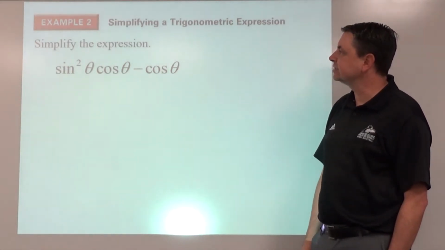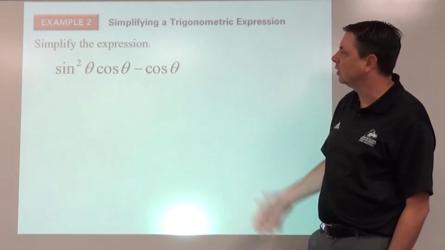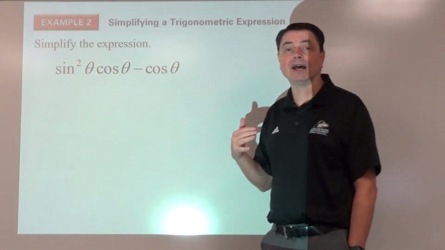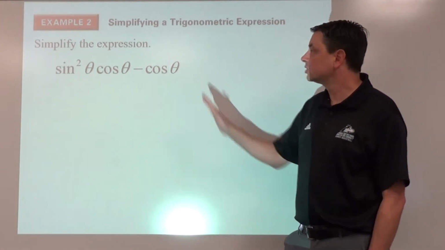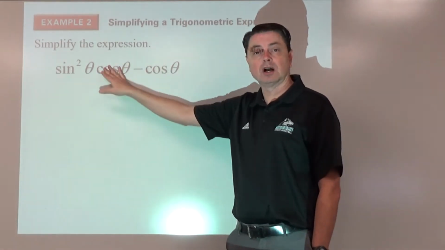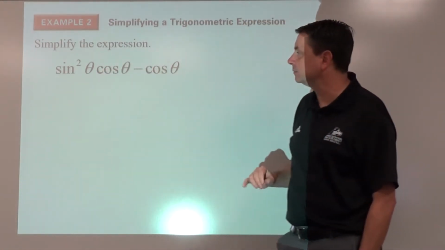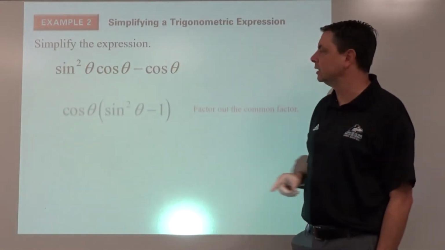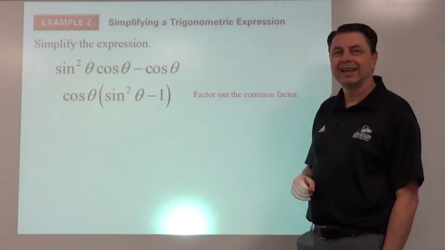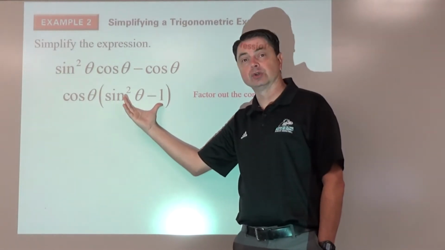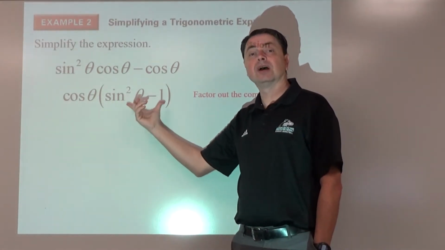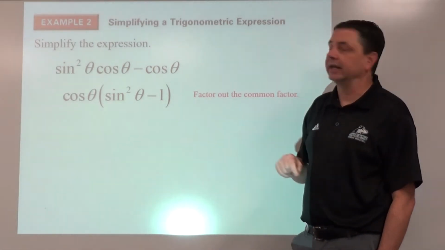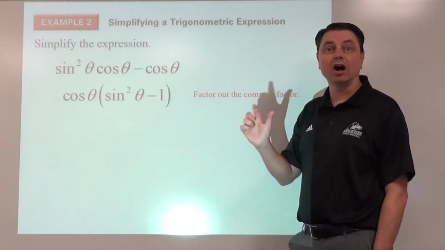Example number 2, simplify the expression. So we might want to do some algebra such as factoring. We could factor out a common factor of cosine theta, in which case we'd be left with sine squared theta minus 1. This is very close to one of our identities. We do have an identity for 1 minus sine squared theta. So the reverse of that, the opposite of that.